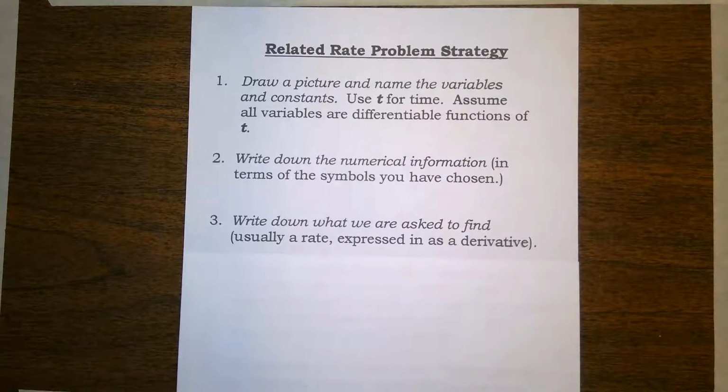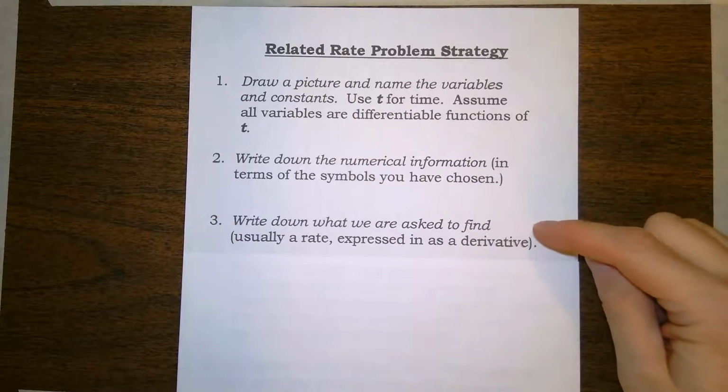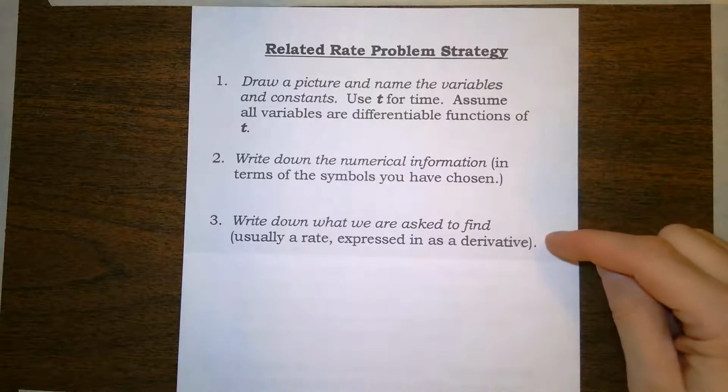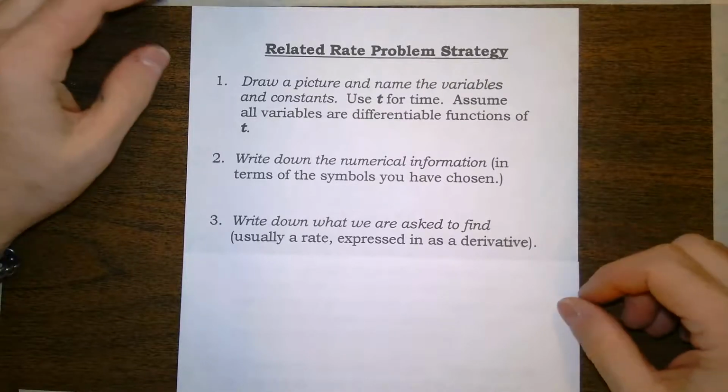So again, if I talk about that circle, maybe I'm trying to find the changing area when the radius is a certain point. So dA/dt, or maybe I'm trying to find the distance between 2 points, dD/dt. What is it that I'm trying to find? So write down what we're asked to find. It's usually a rate expressed as a derivative.